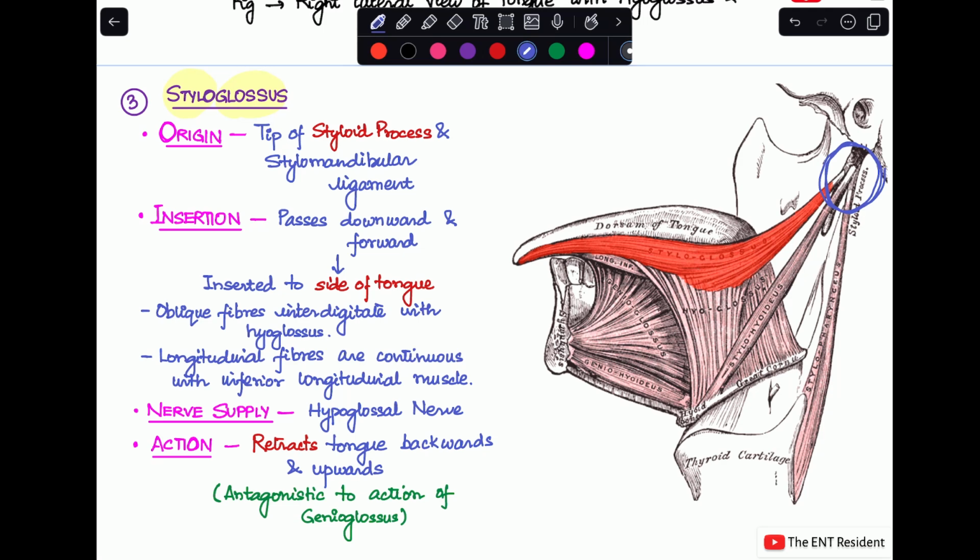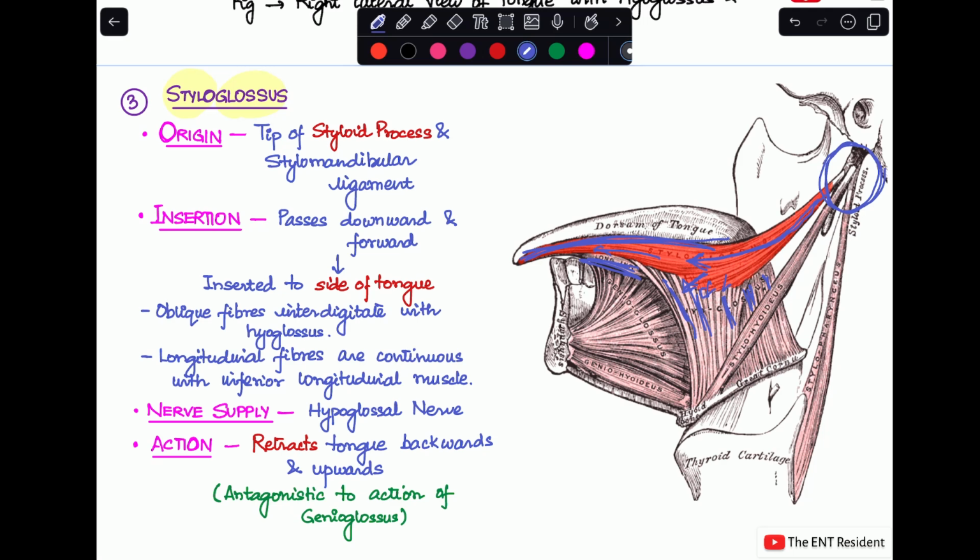And how does it get inserted? You can see in the image it is passing downwards and forwards, and it gets inserted into the side of the tongue, like here. The oblique fibers interdigitate with the hyoglossus muscle, as you can see over here. This is the hyoglossus muscle. So the oblique fibers will interdigitate with this muscle. And the longitudinal fibers continue with the inferior longitudinal muscle, which is right over here. So these are the longitudinal fibers which continue with the inferior longitudinal muscle.